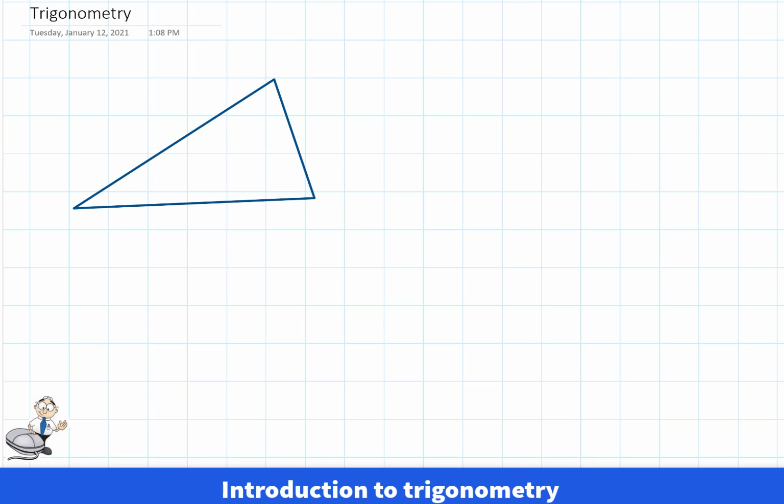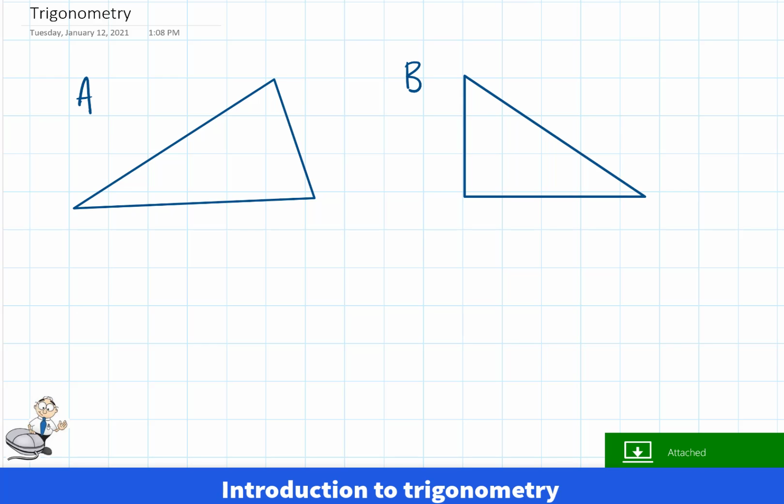On our course, I suppose we do distinguish between the two triangles I've drawn here. One of them is an easier triangle to deal with. Can anyone tell me one difference between these two triangles? I'll call this triangle A and this triangle B. Does anyone know? It's a right angle. Very good. So B is what we call a right triangle, sometimes referred to as a right angled triangle.